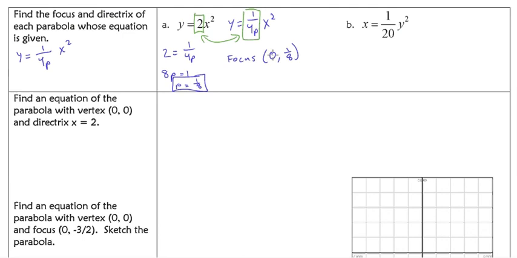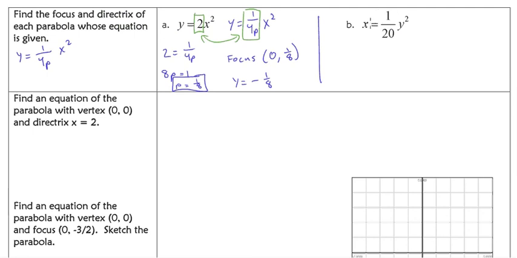Also find the directrix. Now remember, the directrix is not a point, it's actually a line, and its equation is going to be y equals negative p. So y equals negative 1/8. There's our directrix. All right. Same thing here for the second equation.